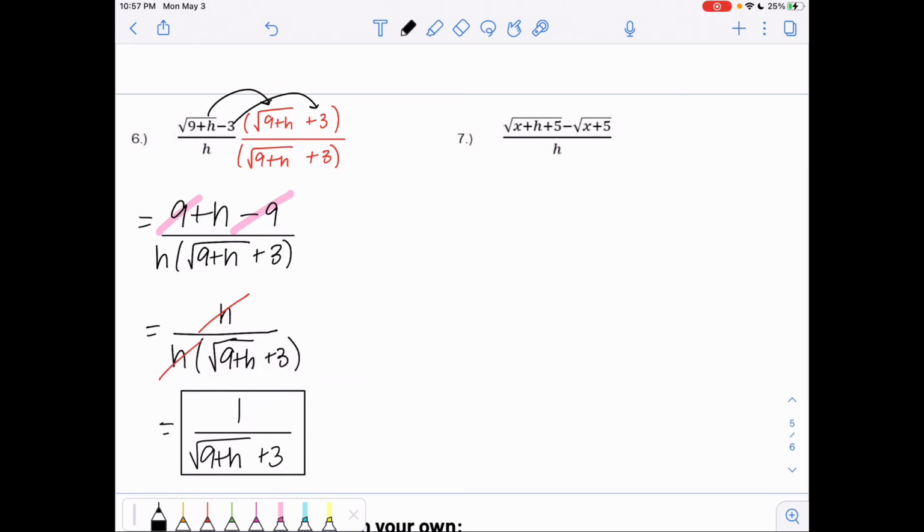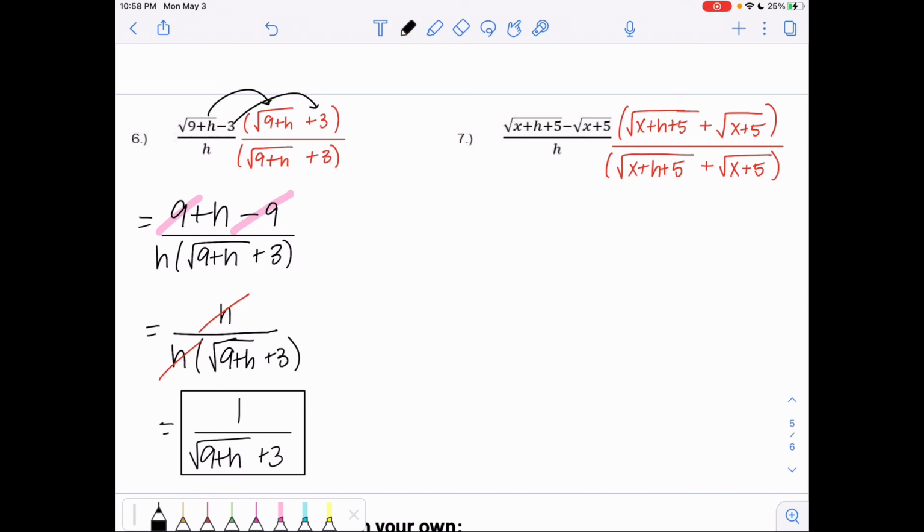All right, last problem on the notes today. I have two terms in the numerator, so I'm going to multiply by the conjugate, which would be the square root of x plus h plus 5, and then plus the square root of x plus 5. Keep in mind, when I multiply by the conjugates, I'm not changing any of the signs underneath the radicals. I'm only changing the sign between the two terms, because you don't want to change those terms. You just want to change the sign.